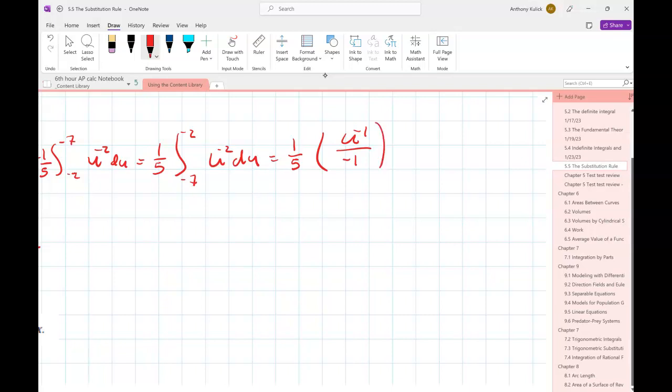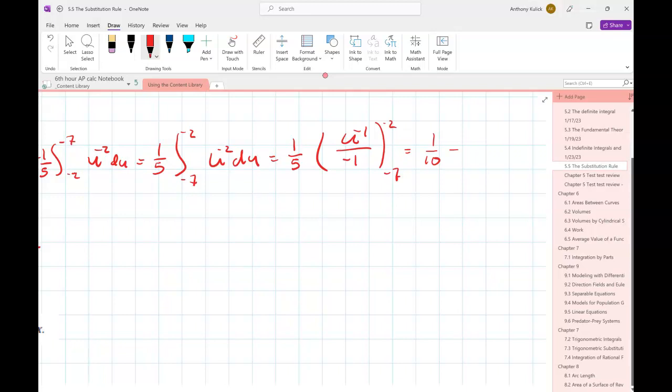U to the negative 1 over negative 1. Going from negative 7 to negative 2. So if I plug in negative 2, what's the reciprocal of negative 2? Negative 1/2. And divided by negative 1 is going to be positive 1/2. And times 1/5 is going to be 1 over 10.